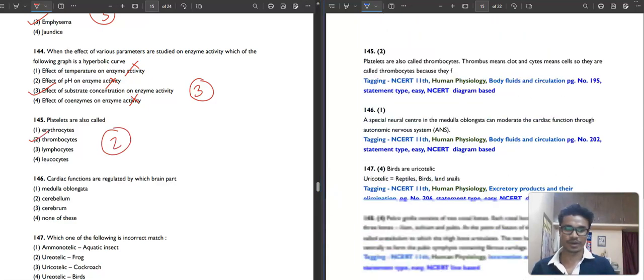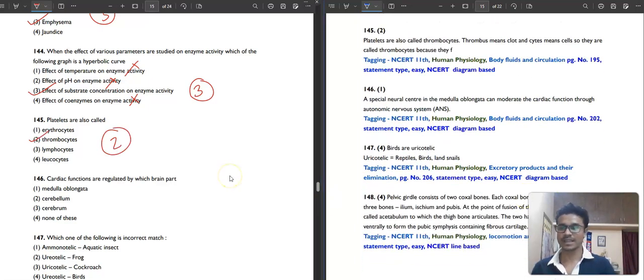Then question number 146. It is saying that cardiac function is regulated by which brain part? Cardiac function, so that is an involuntary function. Involuntary function is moderated by where?